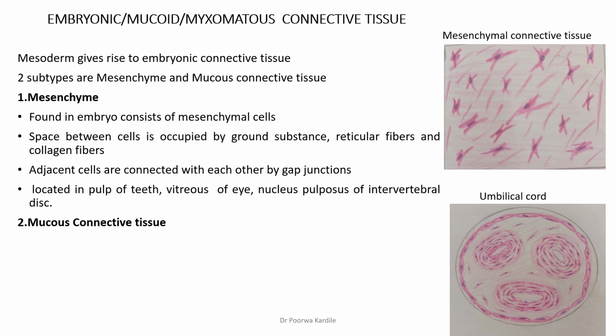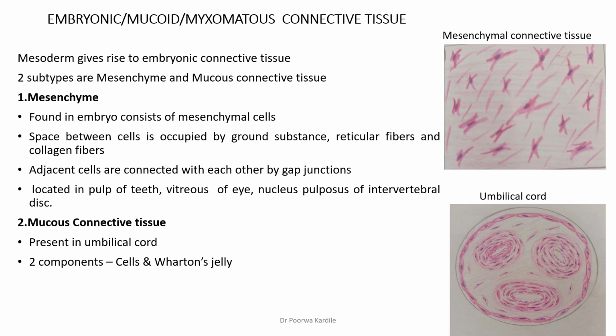Second variety is mucoid or mucus variety of connective tissue. It is exclusively seen in Wharton's jelly of umbilical cord. So the umbilical cord has two components. There are cells and Wharton's jelly.